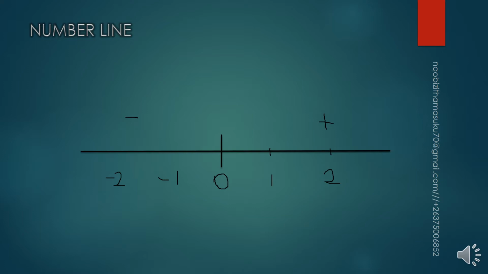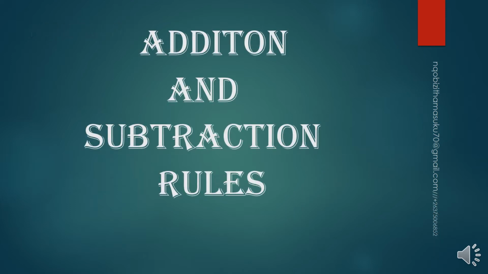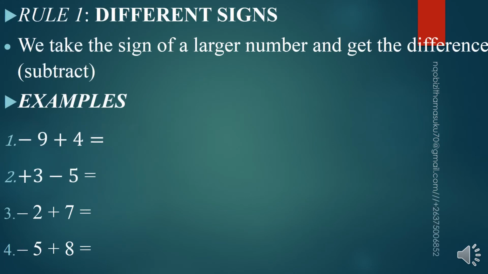However, we are not going to solve directed numbers using the number line. Here are the rules of how we deal with directed numbers problems. We want to look at addition and subtraction rules. Rule number 1 talks about different signs. The rule says we take the sign of the larger number and get the difference, that is, subtract.